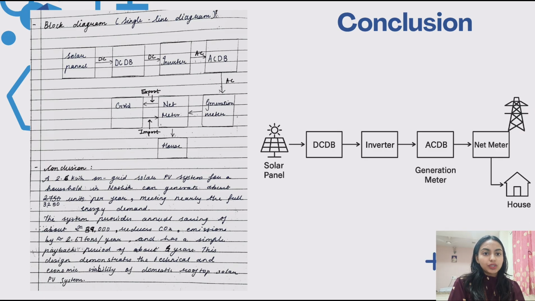So, in conclusion, this 2.64 kilowatt on-grid solar PV system is technically sound, economically viable and environmentally sustainable. It meets the household electricity demand, reduces energy bills, and contributes to a greener future.